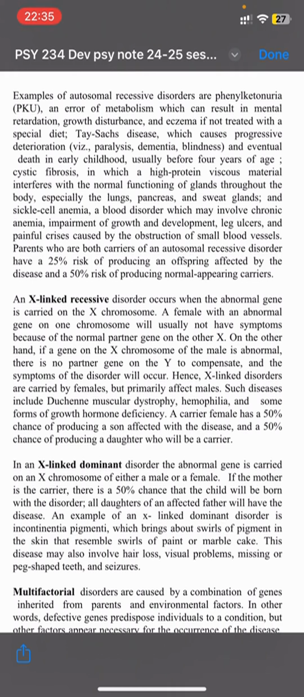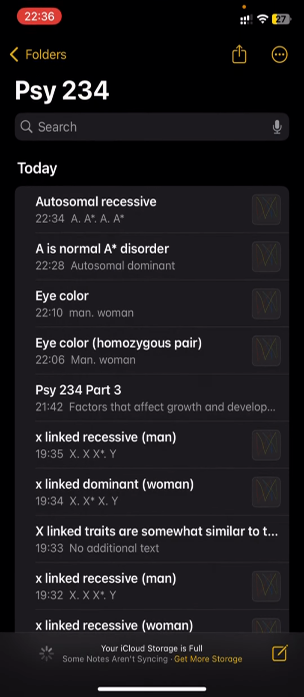On the other hand, if a gene on the X of the male is abnormal, because there is no partner gene on the Y to compensate, the symptoms of the disorder will occur. Now, I hope that makes sense. So why this one is called recessive is because in every woman, the woman here can only be a carrier. Because she has the other X that is good, she wouldn't show any symptoms. But because the male doesn't have any other Y to compensate, he's going to show symptoms.